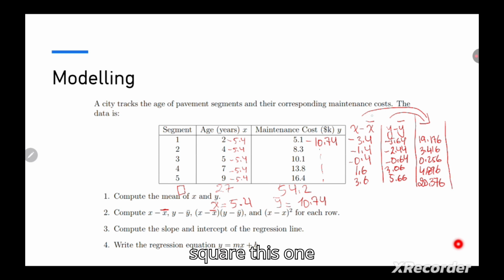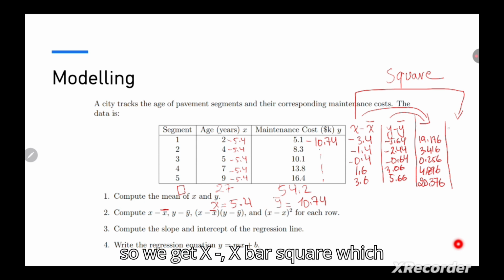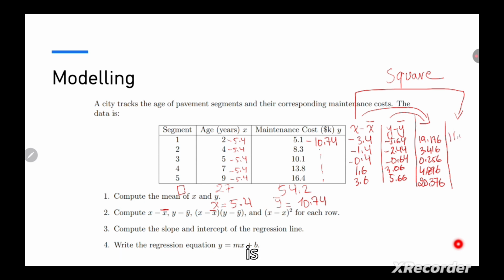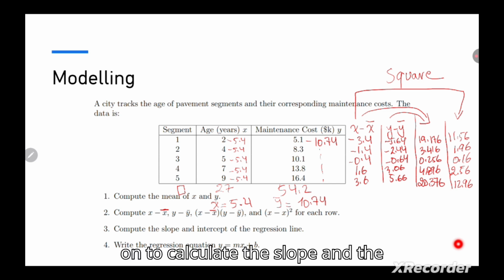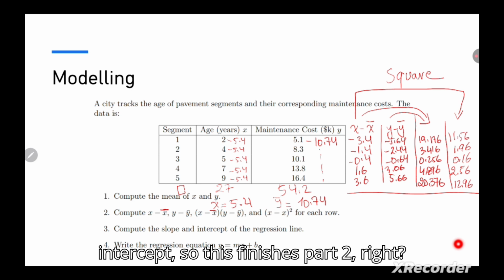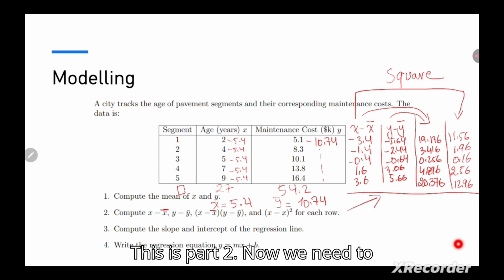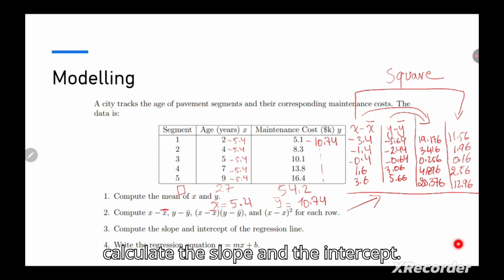Finally, we square this one. So we get X minus X bar squared, which is 11.56, 1.96, 0.16, 2.56, and 12.96. We move on to calculate the slope and the intercept. So this finishes part 2, right? This is part 2. Now we need to calculate the slope and the intercept.